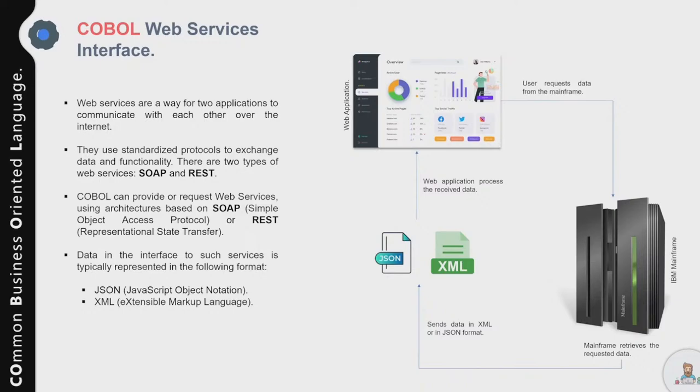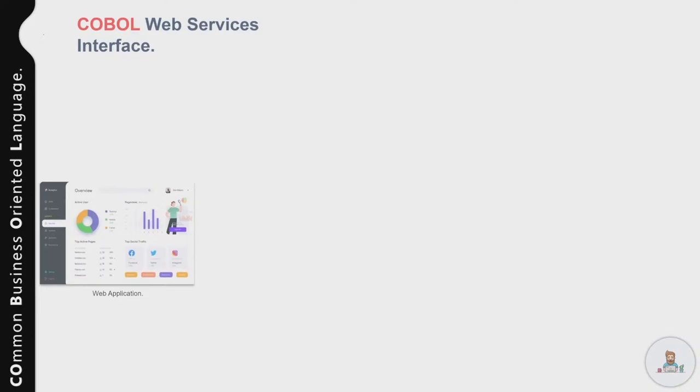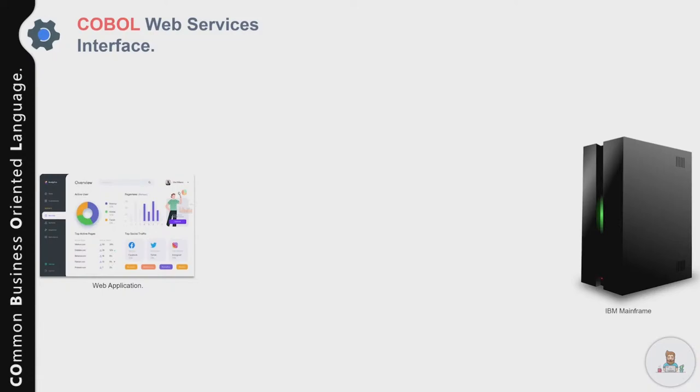So far, you're able to understand what web services are, how two different applications hosted on different platforms interact with each other with the help of web services, and the importance of the JSON and XML formats used for sharing data between two different applications. Now let's try to understand the different statements provided by COBOL that can be used to generate either a JSON file or an XML file. Apart from that, you can also consume JSON or XML messages or documents in your COBOL program.